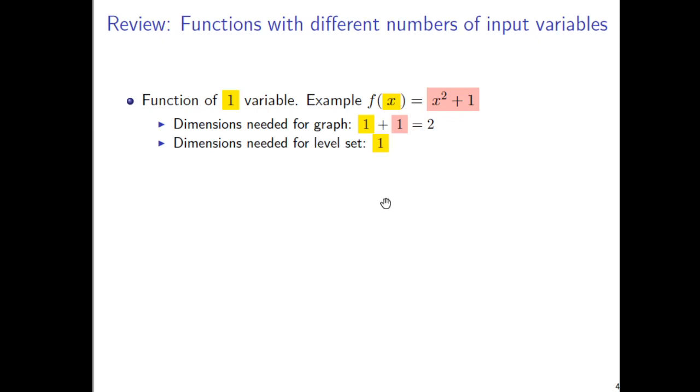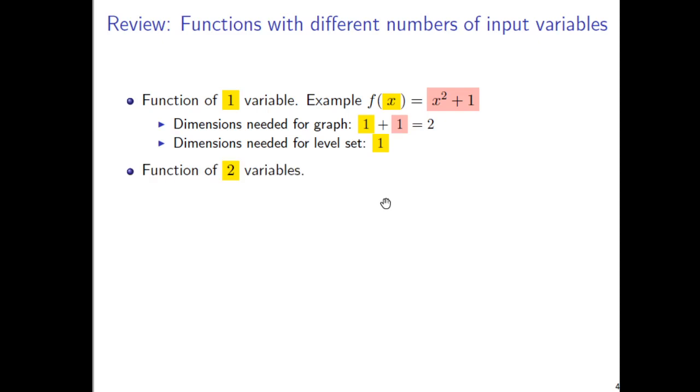So the thing is, one dimension lower, if you don't need to draw the output on its own dimension, but instead you just draw what are all the inputs leading to one output, that's the level set, you only need one-dimensional space for that drawing.